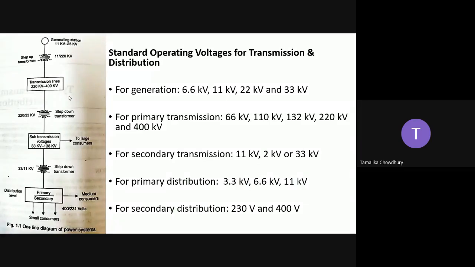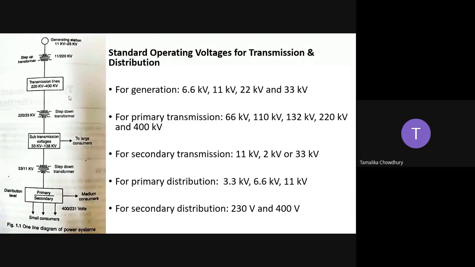Now, the transmission part consists of primary transmission and secondary transmission, which is written as the transmission lines and sub-transmission voltages. From there, it is transferred to the distribution part, which is again the primary distribution and the secondary distribution. So in generation, generally the operating voltages are 6.6 kV, 11 kV, 22 kV and 33 kV. The next step after generation is primary transmission, where the voltages are 66, 110, 132, 220 and 400 kV.